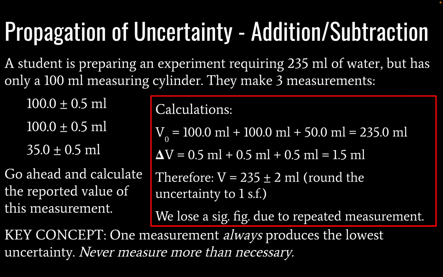Ideally, you will measure one time when you're conducting an experiment. If you're measuring more than one time, then that's going to increase your uncertainty, and that's not ideal, okay? So don't measure more than you have to.